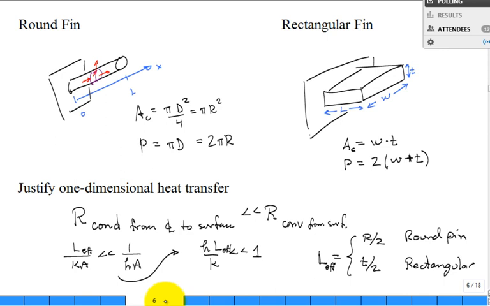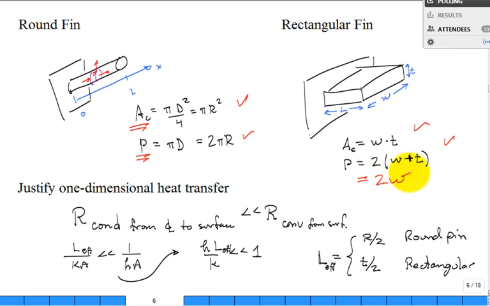Let's now go back to our discussion of fins, our round fin as well as our rectangular fin. First, we're going to analyze those that are constant cross-sectional area. This A sub C does not change as I move from the base to the tip of the fin. And we have the perimeter defined for both the round as well as the rectangular. Often, again, for that rectangular, they neglect the little 2T, and this is just 2W.